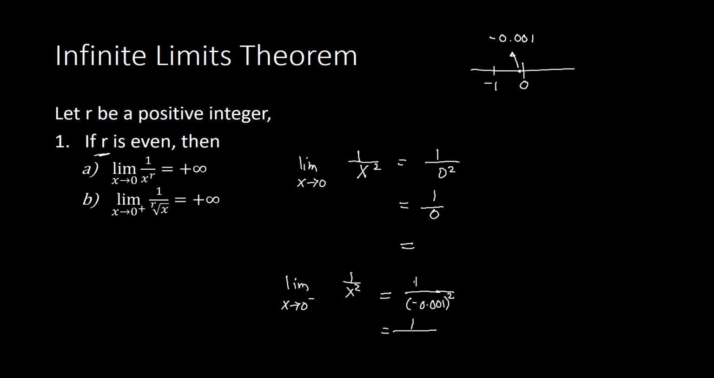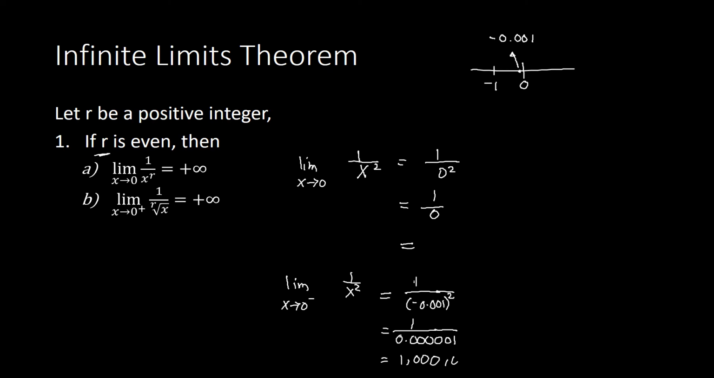Negative 0.001 squared will be equivalent to 0.000001, which is positive. Now, this would mean if you try to divide 1 by 0.000001, that will be equal to 1 million. 1 million is a very big one.